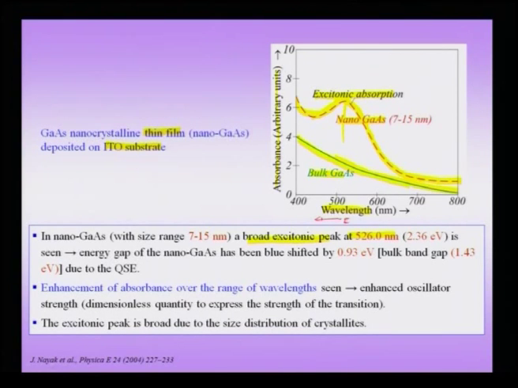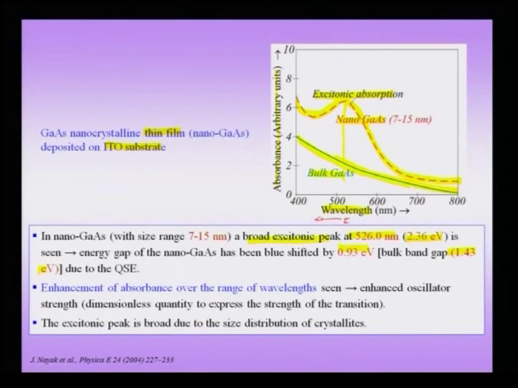This corresponds to an energy of about 2.36 eV, and if you compare it with the band gap of the bulk gallium arsenide, it is about 1.43 eV. That means the frequency is blue shifted. The band gap has effectively increased, right. The shift is 0.93 eV, the net is 2.36 eV. Now my band gap is 2.36 eV in the nano gallium arsenide, while in the bulk gallium arsenide it is 1.43 eV. That means the effective band gap has increased.